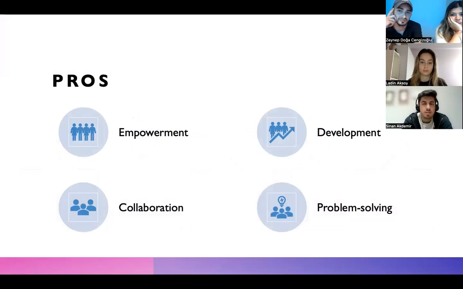Implementing the coaching style leadership into a business, there can be pros and cons while implementation. The pros are empowerment, development, and collaboration and problem solving. Let's start with the empowerment. Leaders that adopt the coaching style empower and engage their team members more by encouraging team members to take responsibility for their job. And for the development part, coaching style leaders put a strong emphasis on helping their team members advance their skills and abilities, which can result in improved performance and career advancement.